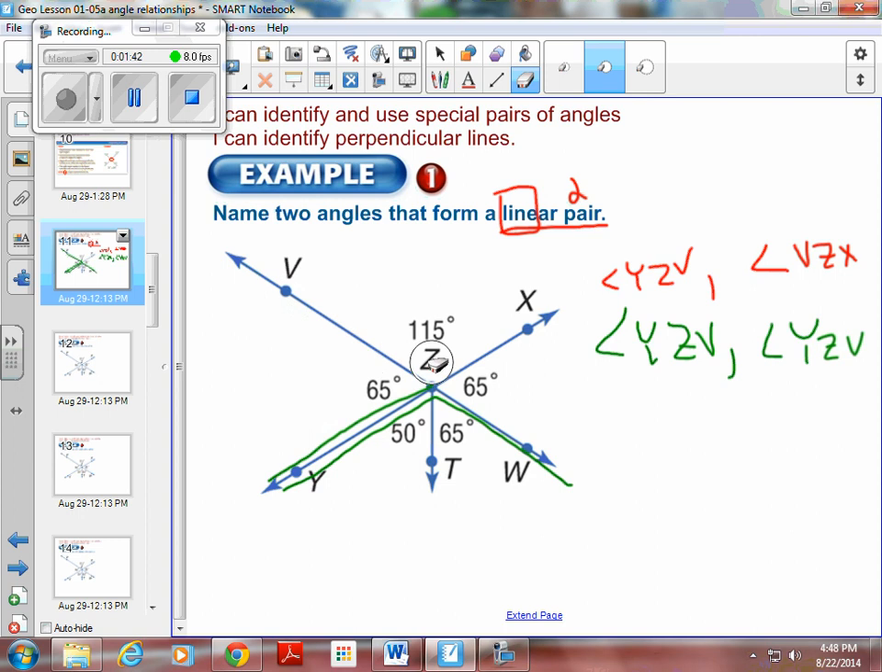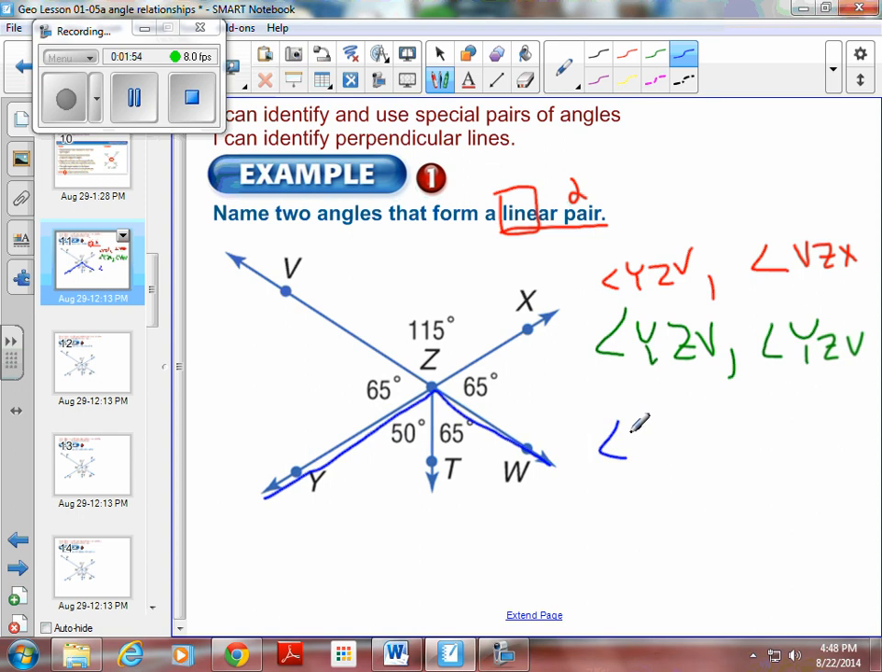Let me erase those off there, grab the marker and change colors again. Then I could keep this one, that was angle YZW. Oh, that was a W there. Sorry, that could have been confusing. So I'm going to keep YZW, and I'm going to add to it this angle WZX.